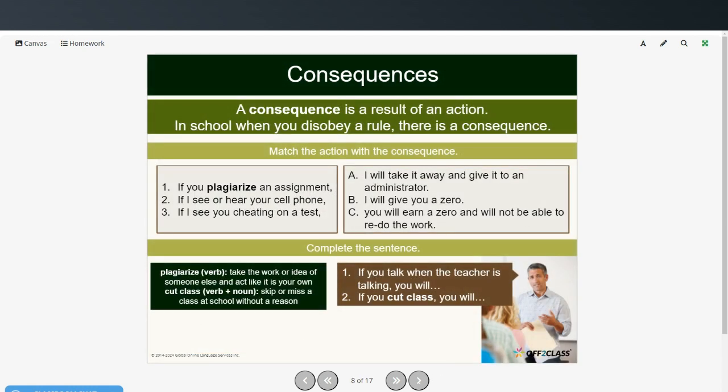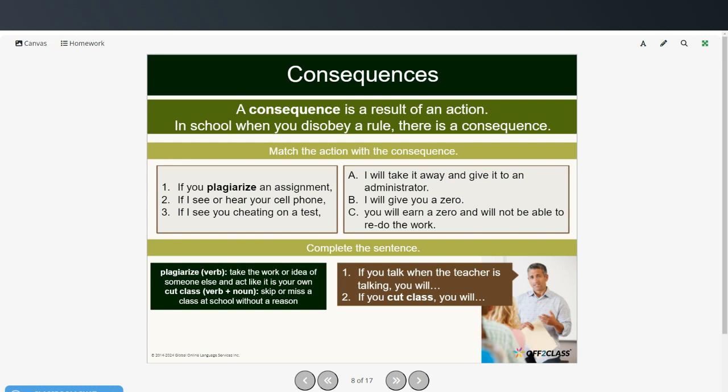All right, and then consequences. A consequence is a result of an action. So in school, when you disobey a rule, there is a consequence. So we want to match the action with the consequence. But first, we have a couple of definitions that we'll go over.